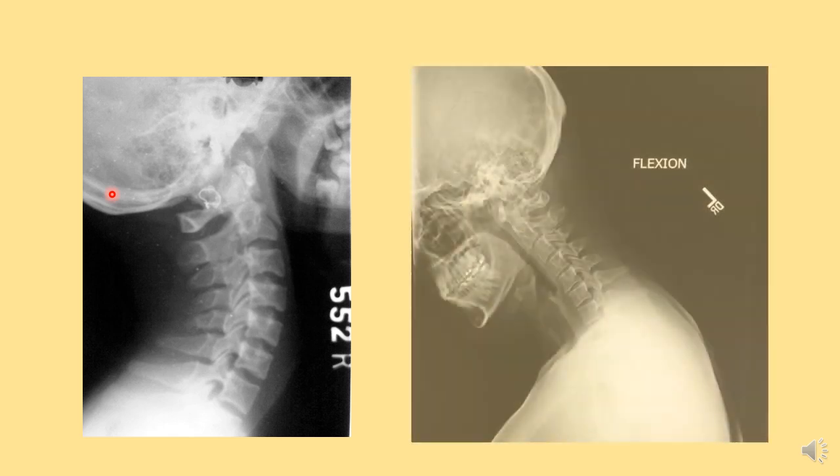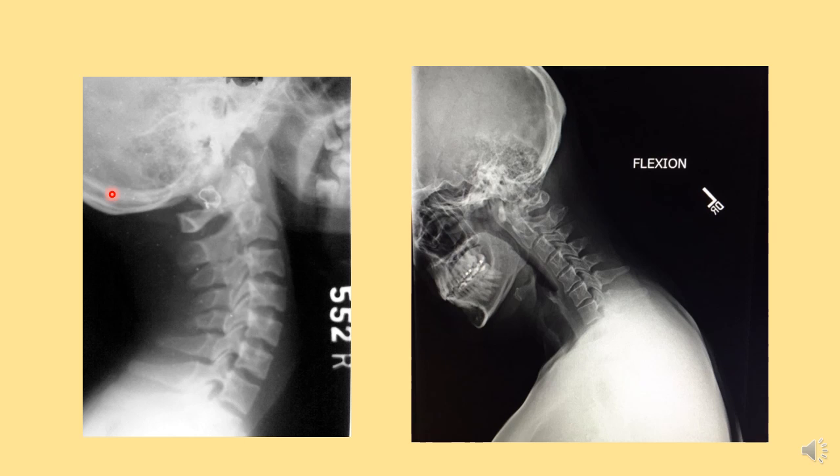You can see here the external acoustic meatus, inner and outer table. This is an extended position. I mean the neck is in extension. We shall look at one more where it is in flexed position, and this is L, meaning it is left lateral view for the cervical vertebra.